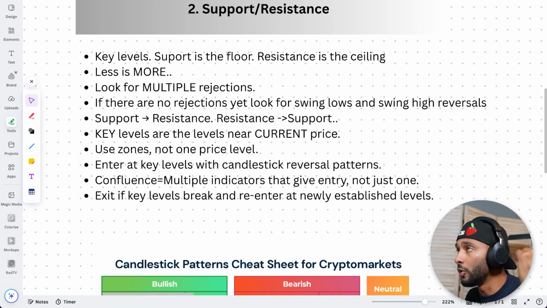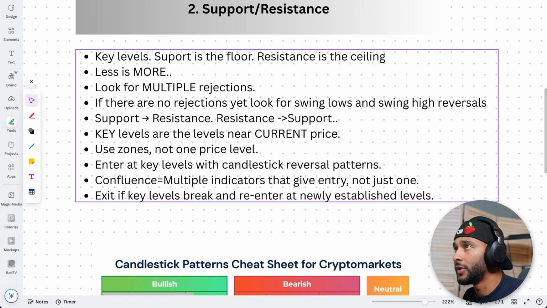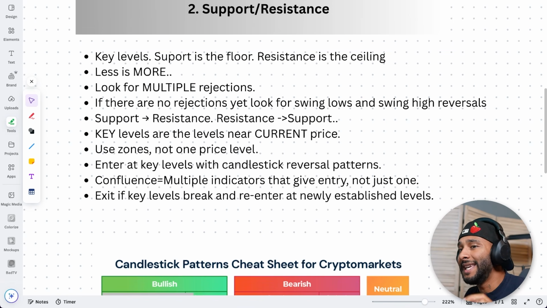You can up your win rate just off of support and resistance. But if you want to have an ideal entry and conviction in your play, you want to find some level of confluence. Obviously in the narrative, community going up, volume strong, things of that nature, but also just in technicals. And then the only time you exit is if key levels break.